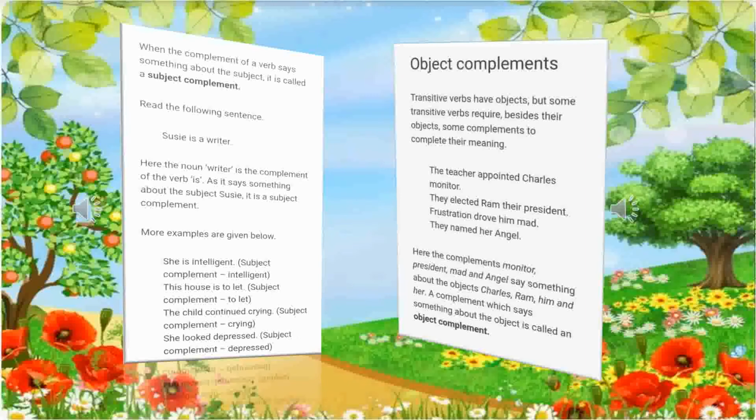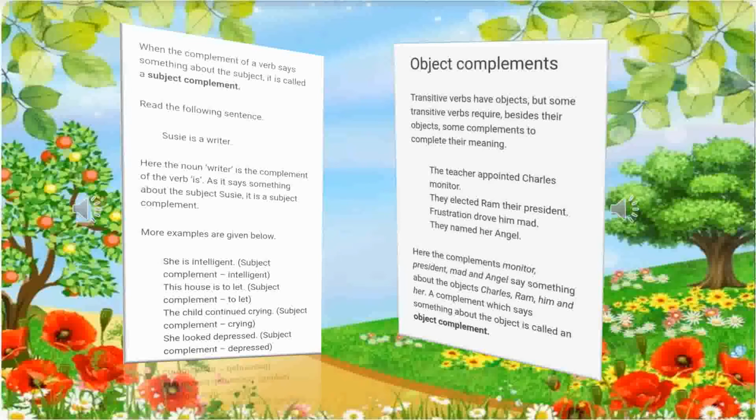See more examples given below. She is intelligent. The house is to let. The child continued crying. She looked depressed, and so on. Here in all cases, the words like intelligent, to let, crying, depressed are the complements. So these words are used in order to describe the subject. So these complements are termed as subject complements.